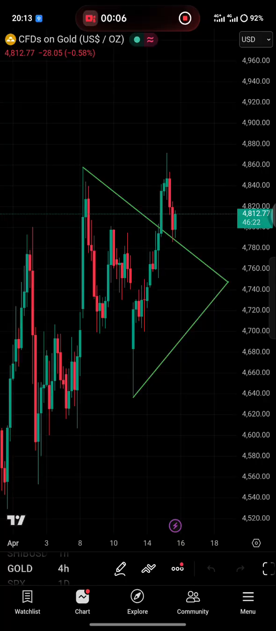Today we'll be going through the gold chart to check and see if right now the market has already formed a bullish price action or not, or is it still on a bearish price action, right?